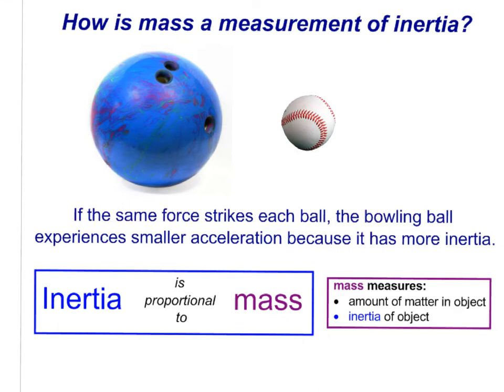So here's another example of how mass is a measurement of inertia. If you think about a bowling ball and a baseball, if we have the same force that strikes each ball, you know that this large, very massive bowling ball experiences a much smaller acceleration. It has more mass and more inertia. So inertia is proportional to mass, and mass measures the amount of matter in an object. It also measures the inertia of an object.